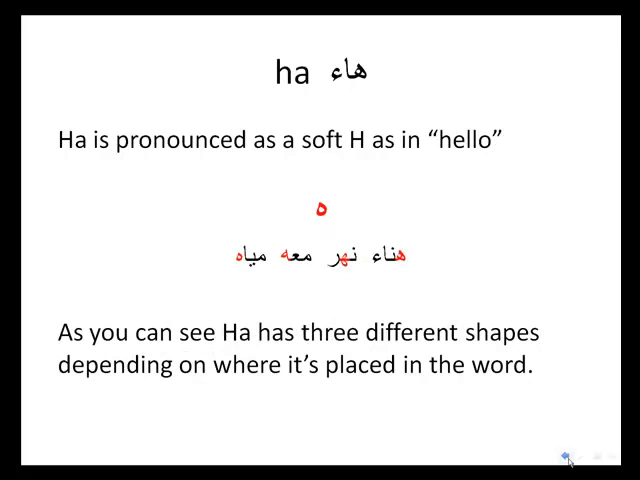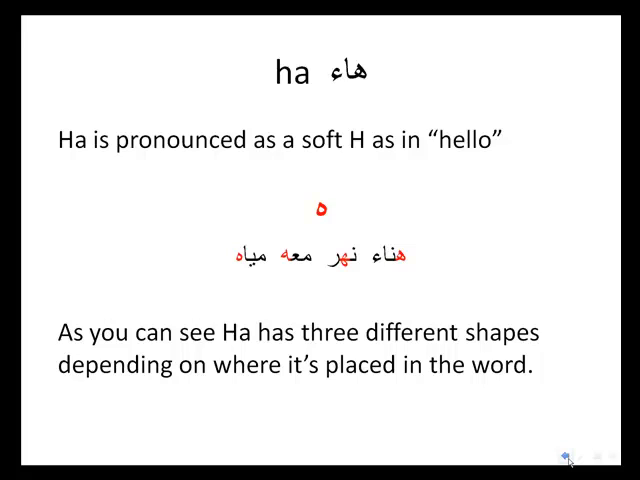Ha is the last letter that we're going to look at. It's also one of the letters that has the most shapes. The pronunciation is easy. A normal H as in hello. When you look at the position of this letter, when it's on its own, it looks like a little circle. In the beginning of a word, it's like a circle with a small circle inside it. So you start on top, and then you go back up to finish the circle, and then you go through your own circle towards the next letter.